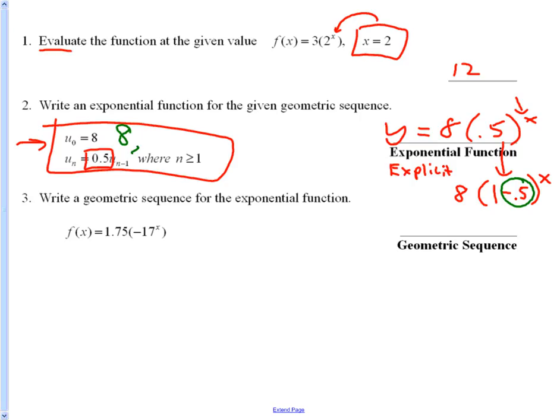Okay? So if I start with an 8 here and I actually do this and I multiply it by 0.5, the next term would be what? 4, and the next term would be what? And the next term would be what? And that's called 50% decay. All right.